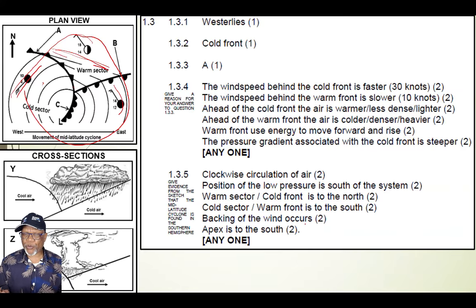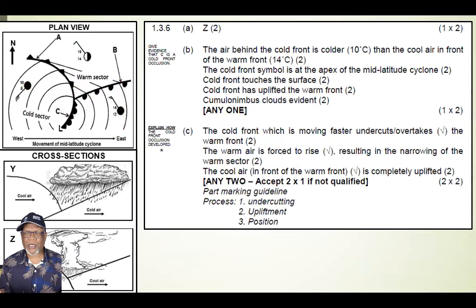And backing of the wind occurs. The backing is this change of wind direction. And the apex is to the south. You can see the apex being at the south. The apex would have been in the north if it was in the northern hemisphere.